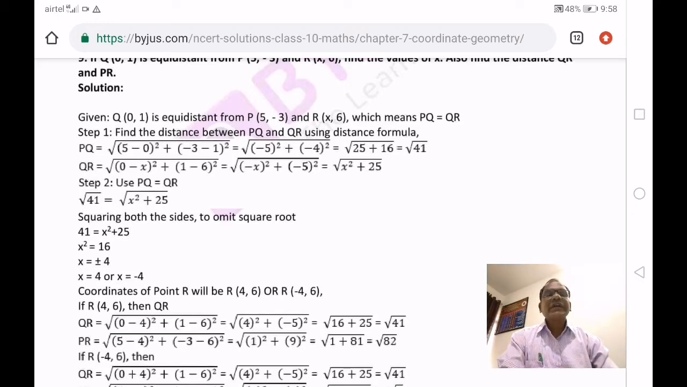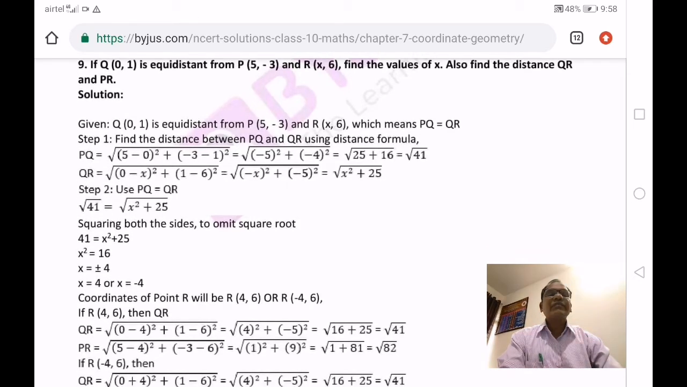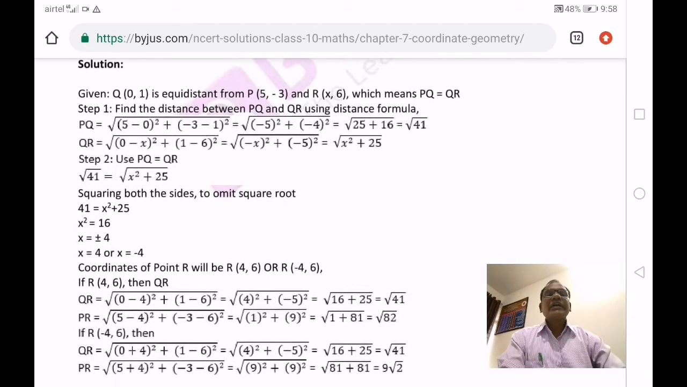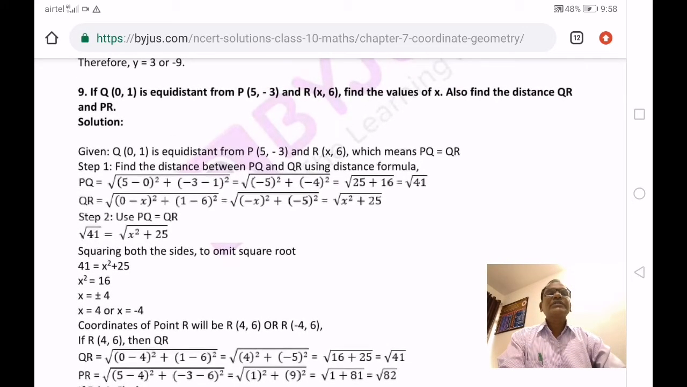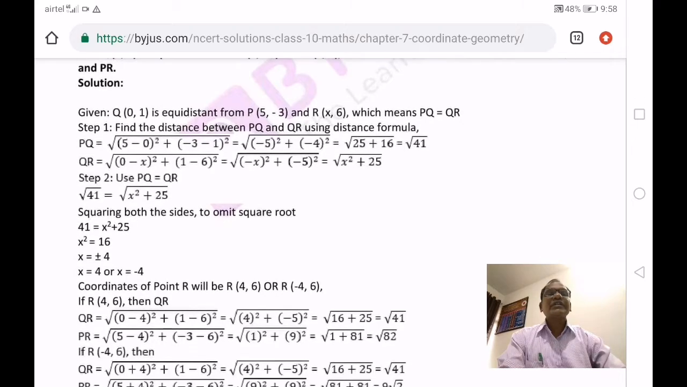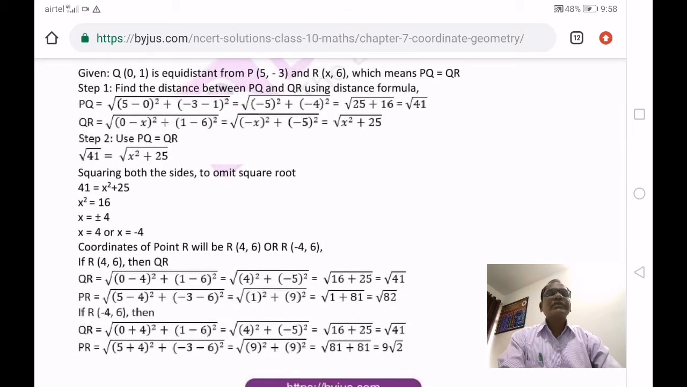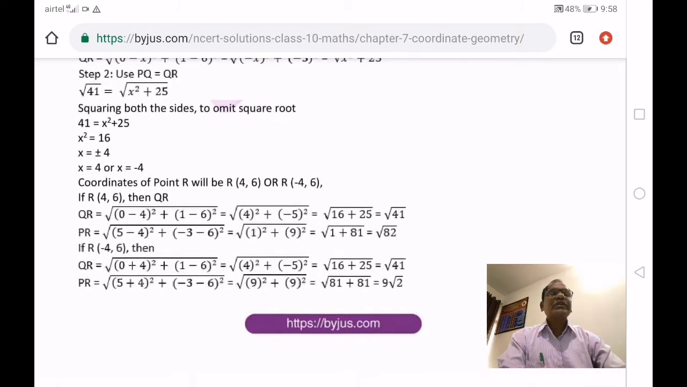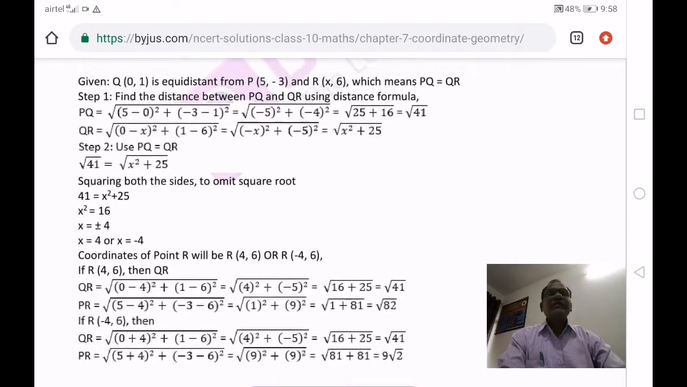When we come to the next value, Q is as it is (0, 1) only, and R is changed to (-4, 6). So Q equals (0, 1) and R equals (-4, 6). Therefore QR, by using the distance formula, equals square root of 41, and PR, by using the distance formula, equals 9 into square root of 2. Those are the values of QR and PR that we get.